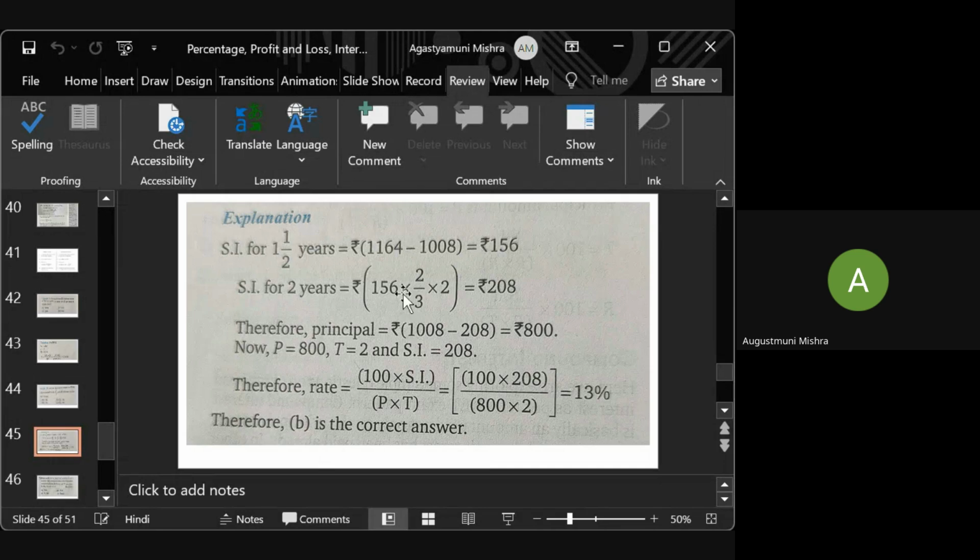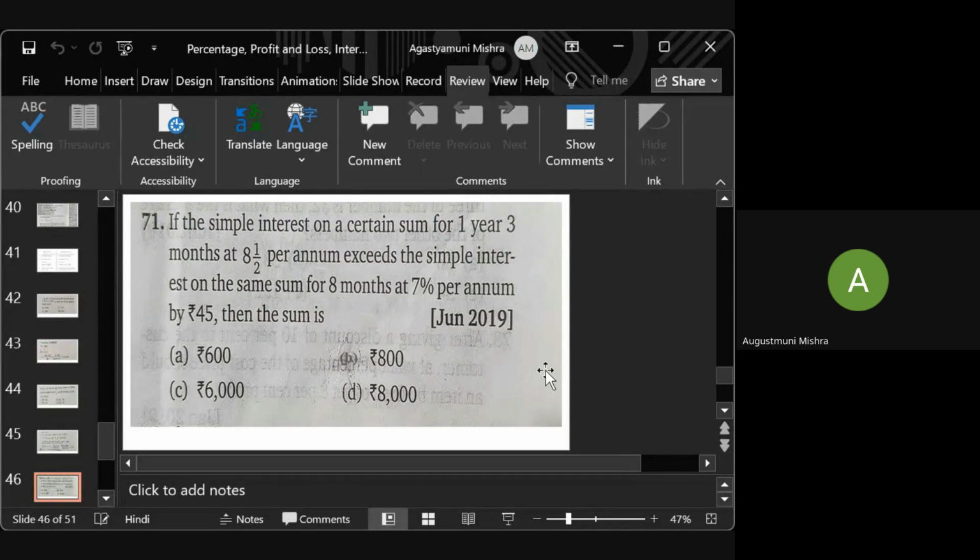It is only the equation which you have to put in here, like SI for 2 years, that is like 156 by 2 by 3 into 2. Then again, you have to solve it. So this is another question we have. You can start solving it.